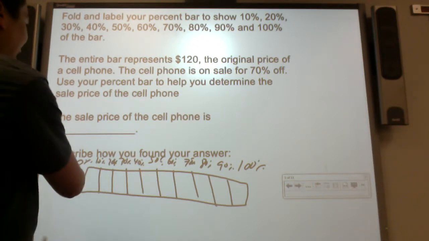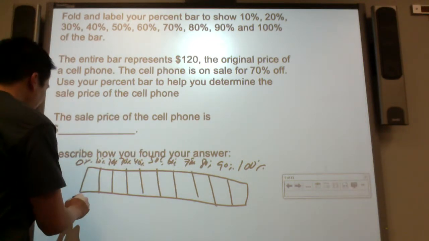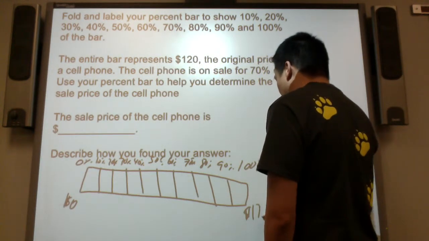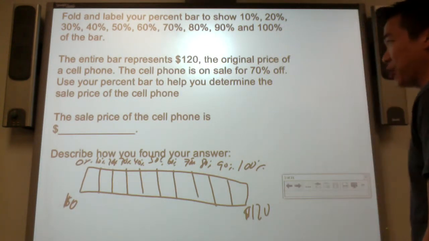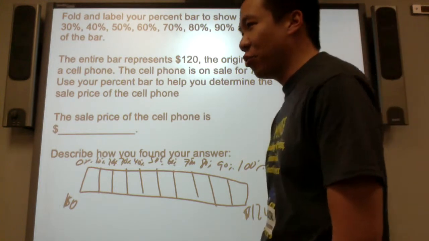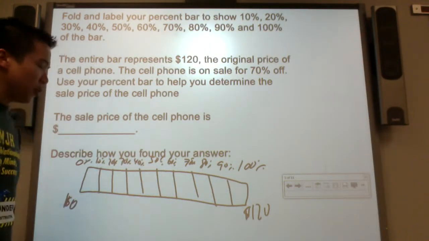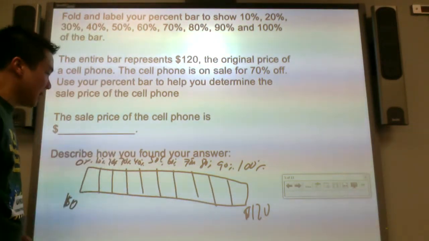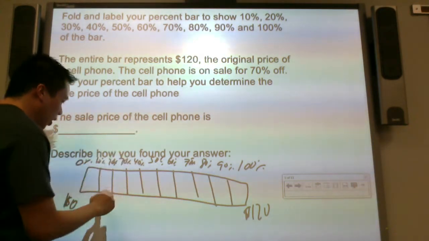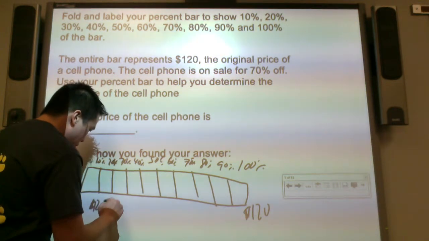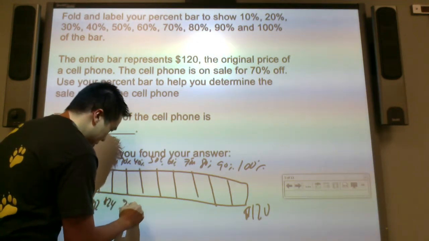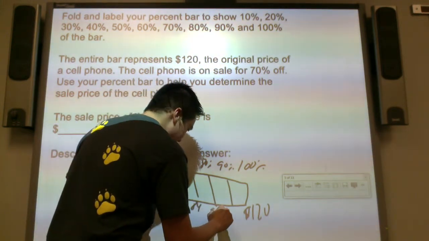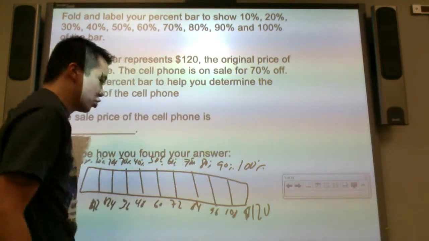All right, so we have 100%. So we spent $0 if it's 0%, $120 on a 100% phone. The cell phone is for sale for 70% off. Whoa, sweet. So if the phone costs $120 and you break it into 10 sections, each section will be $12. $12, $24, 36, 48, 60, 72, 84, 96, 108, 120.